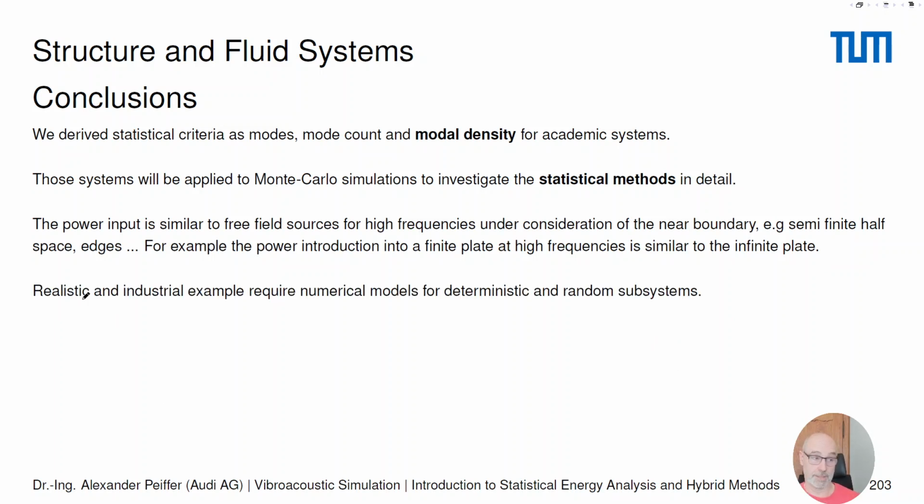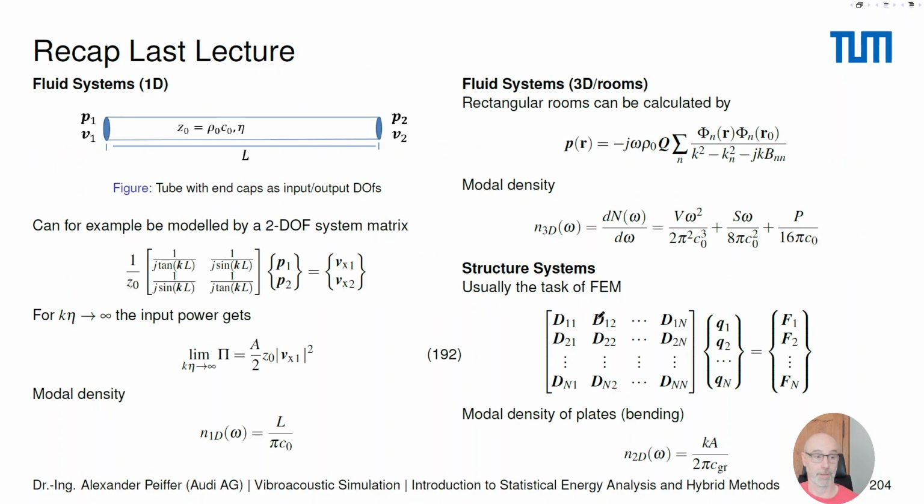And last but not least, realistic and industrial examples require numerical methods. Definitely for deterministic, but, and please keep this in mind, also for random subsystems. One argument against SEA very often is that you have no simple description of a very complicated part of a car or of a fuselage. Yes, that's true. But there are other methods to get the random description also out of a numerical description.